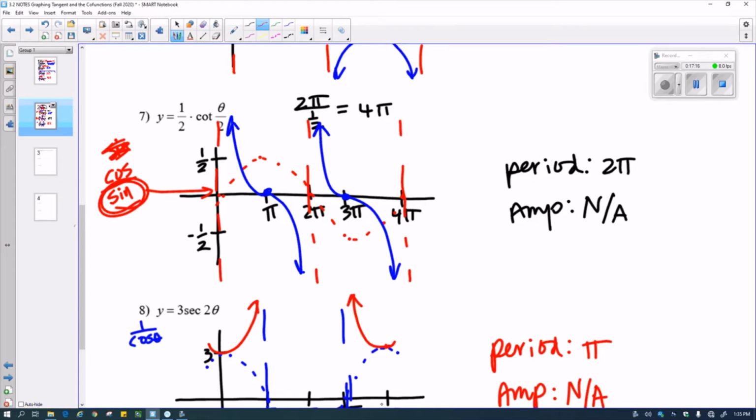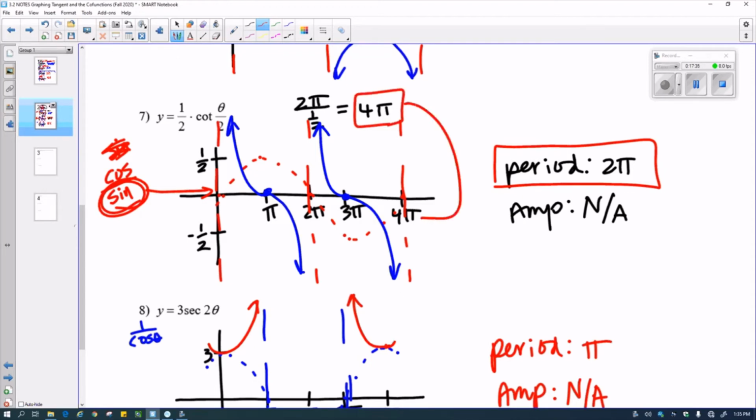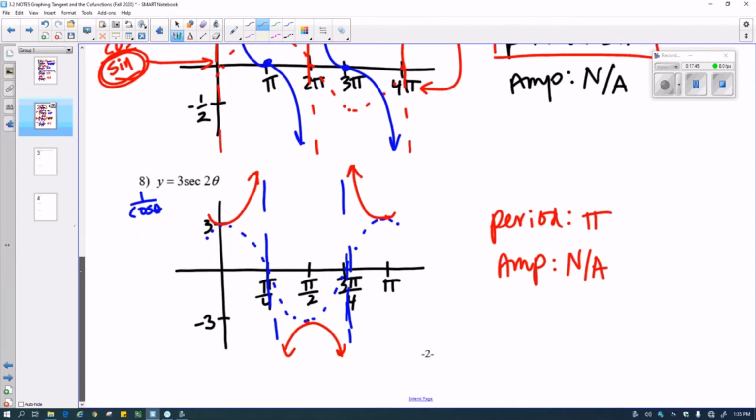And then the cotangent is the little swoop, so I graphed it in blue. Keep in mind the period is half that of a sine, a cosine, a secant, or a cosecant, because it involves both of the functions, so it's going to repeat itself in half the time. So my end number was 4 pi. That came from 2 pi divided by 1/2, and I cut that in half to find the period. Amplitude not applicable.